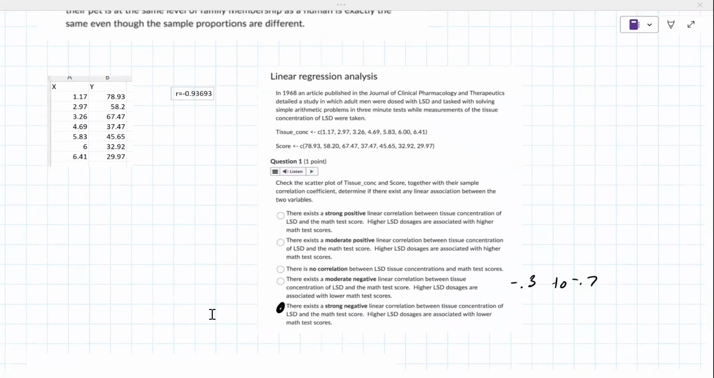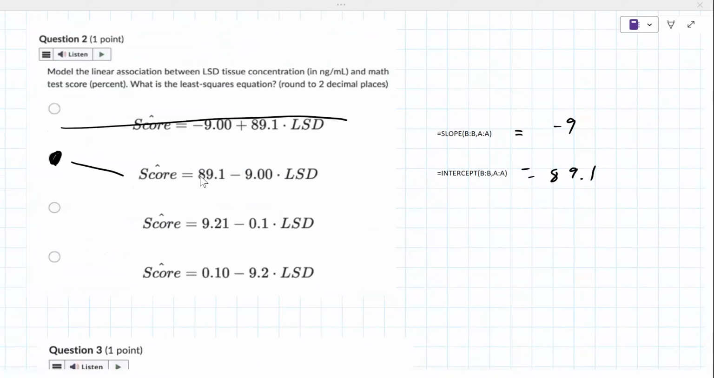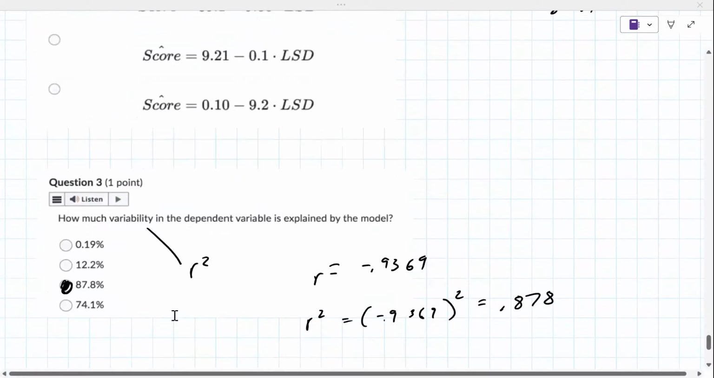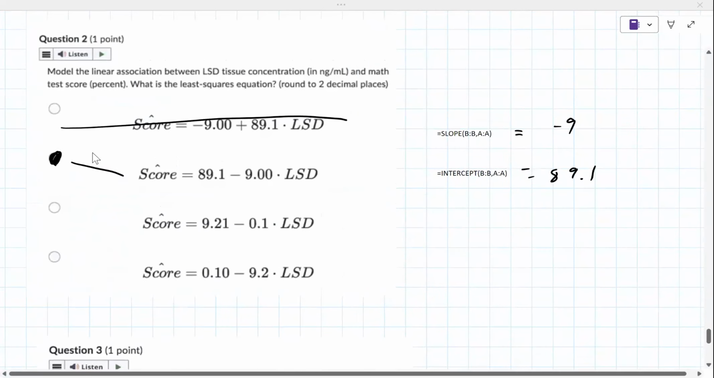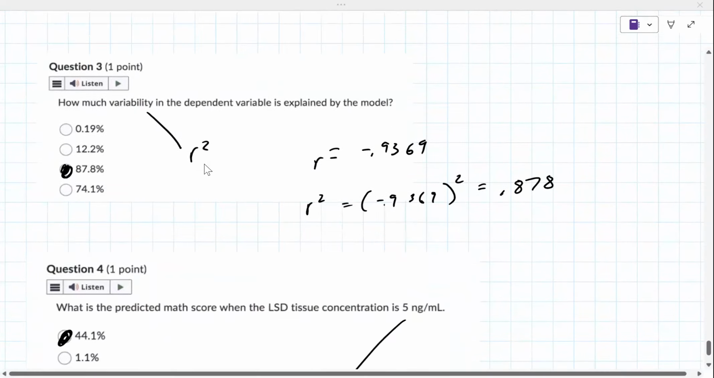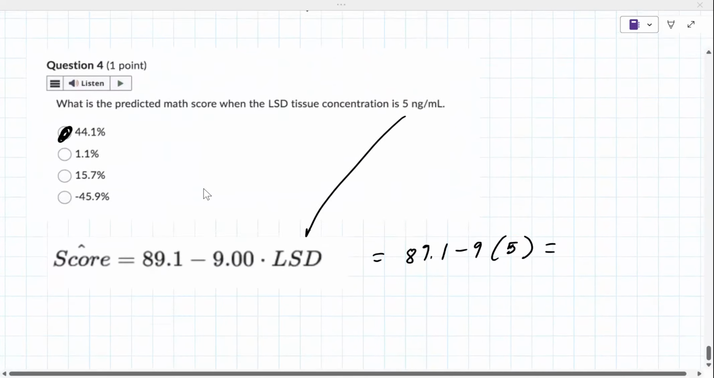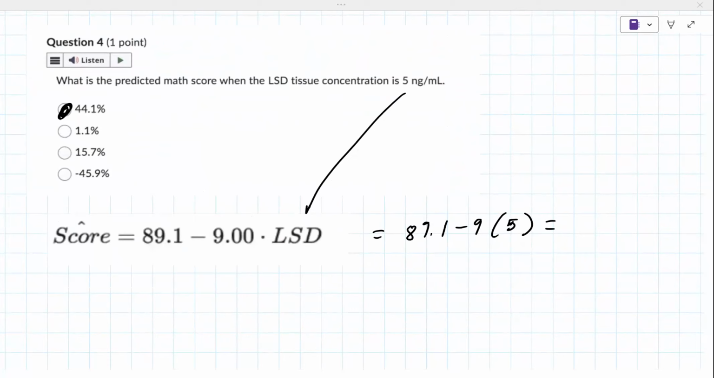So like you said, strong negative correlation. Number 2 is the second one here. These were the formulas in Excel to get those. And then for number 3, you're just squaring the R value. I picked the wrong one on question 2. I picked negative. Oh, I picked the wrong one. Picked -9. Okay, got that. And then this is just putting that number in for X.